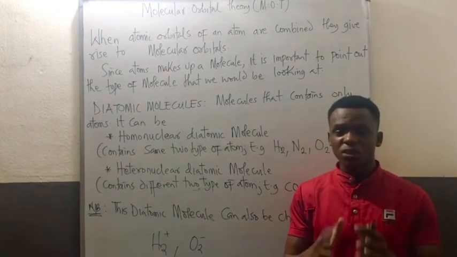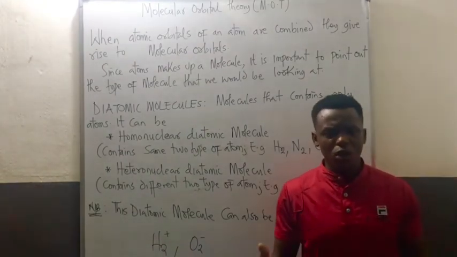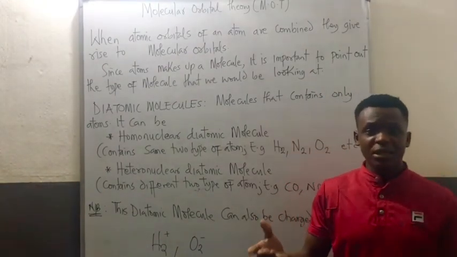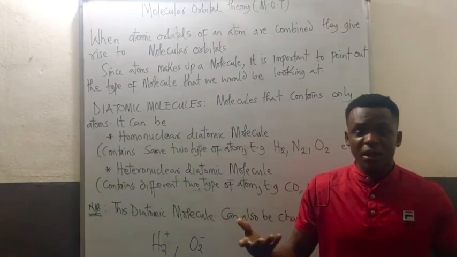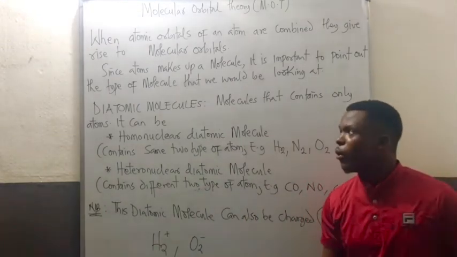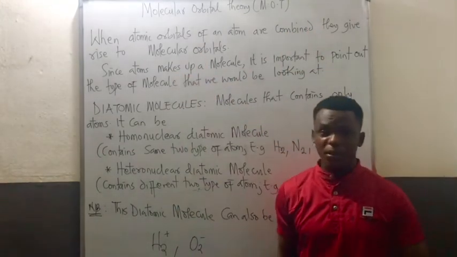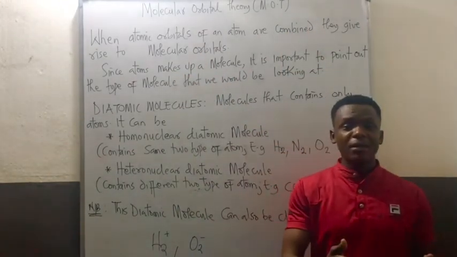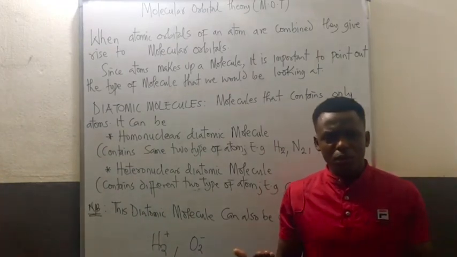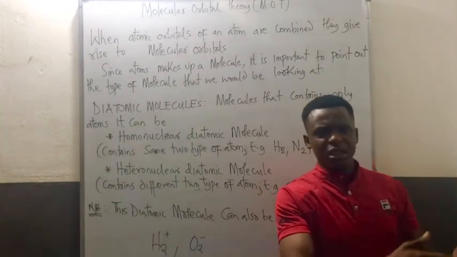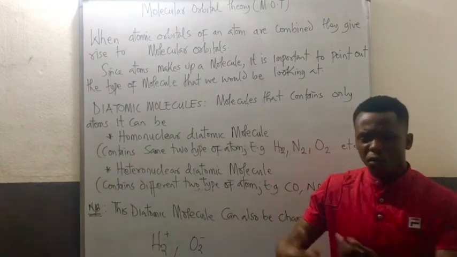Alright, so without wasting so much time, we'll just look at what molecular orbital is all about. You may want to ask yourself, what is molecular orbital? Molecular orbitals are the orbitals obtained when a molecule is formed as a result of combination of atoms. Now, what we have on the board: when atomic orbitals of an atom are combined, they give rise to molecular orbitals. Very simple, when I combine atoms, I have a molecule. In other words, those atoms that were combined to form a molecule have their own individual orbitals. So as they are combining to form a molecule, their orbitals are also combining to form molecular orbitals.